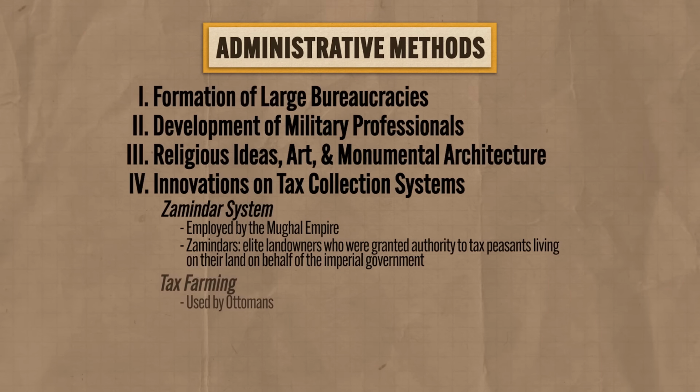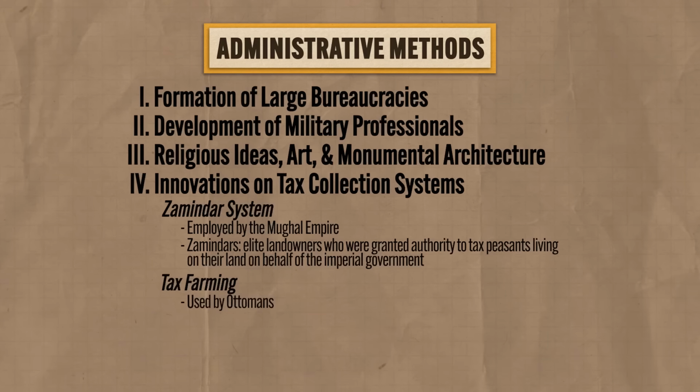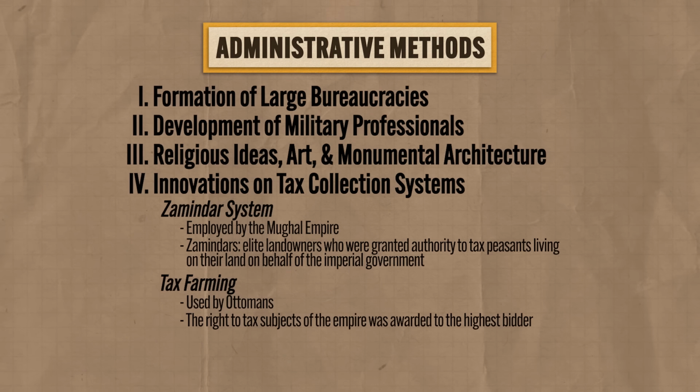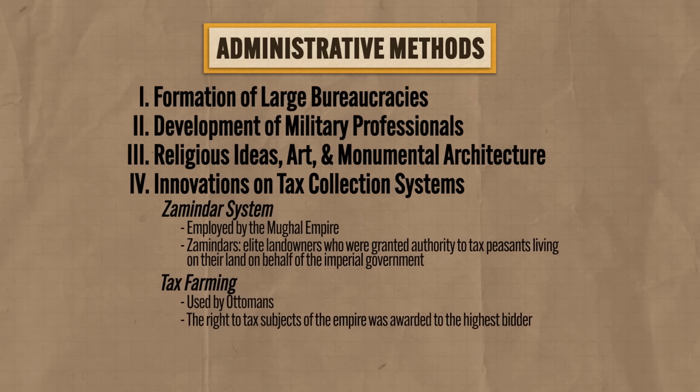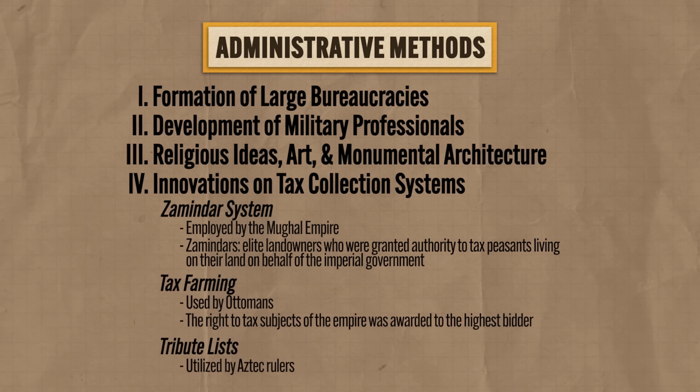Second is the Ottoman tax farming system. Now, the Ottomans decided that increasing the size of the bureaucracy just to collect taxes was not for them. So they established the tax farming system, which essentially meant that the right to tax subjects of the empire was awarded to the highest bidder. And whoever won the bidding had the right to collect taxes from a particular group of people, and they charged more than was required and thus enriched themselves. Dirty, but effective.